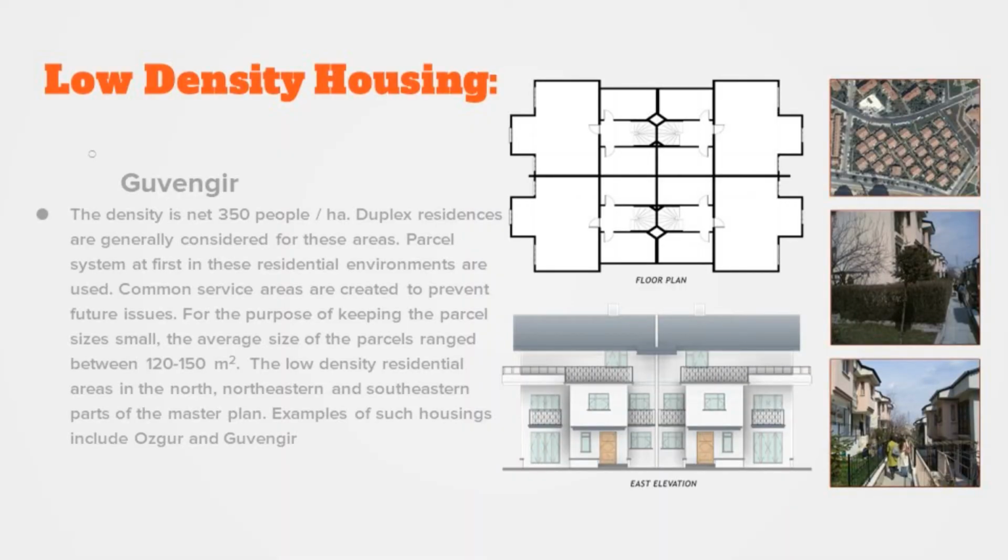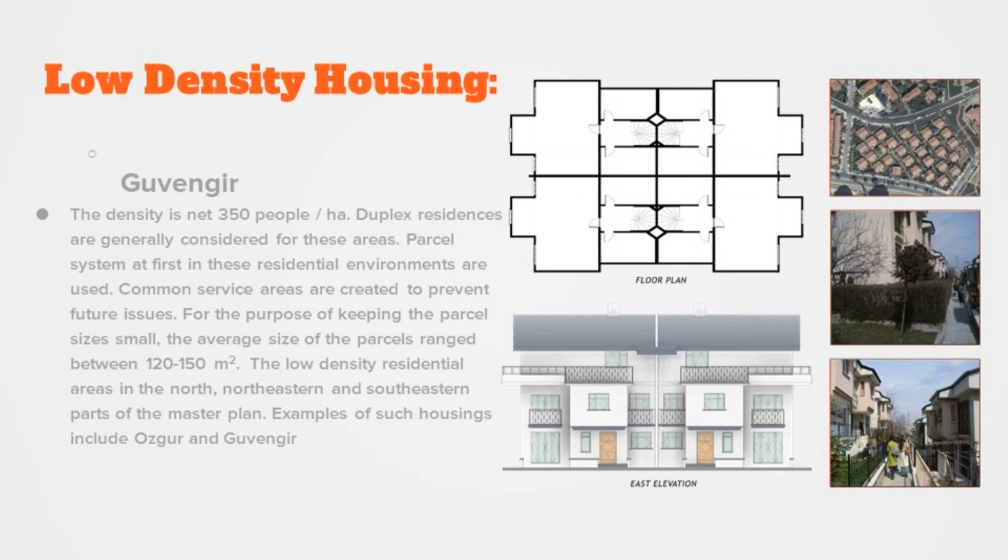One of the two low-density housing units I'm going to discuss is Govengir. It was designed by our professor, Sami El-Yulis. Its density is meant for 350 people per hectare. It's a duplex residence and it has a net area of 120 to 150 square meters.